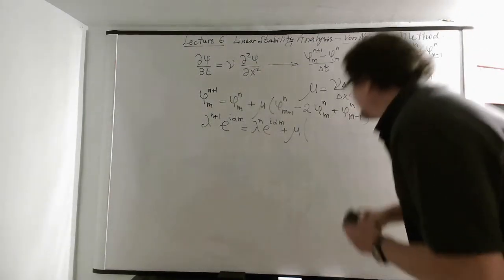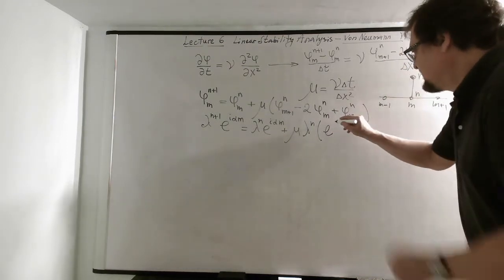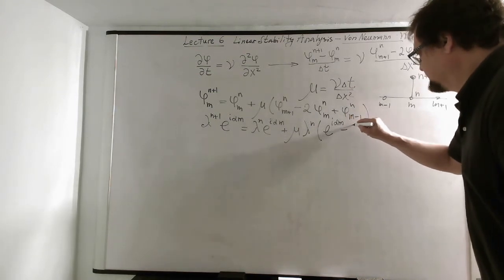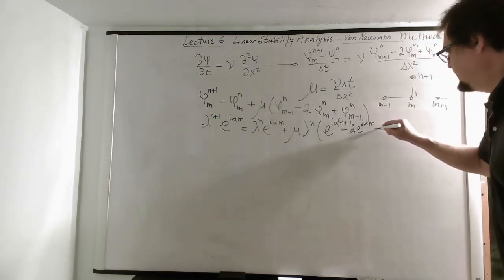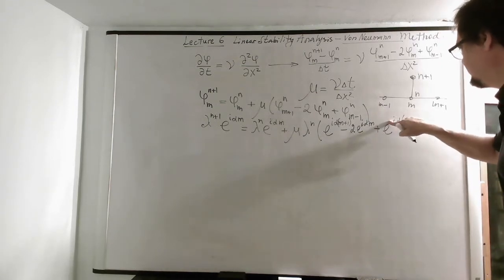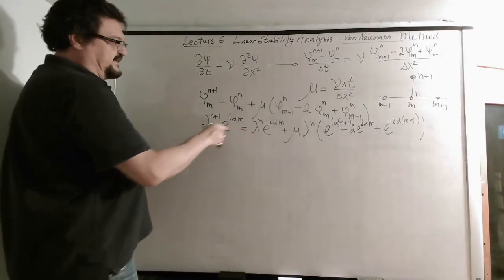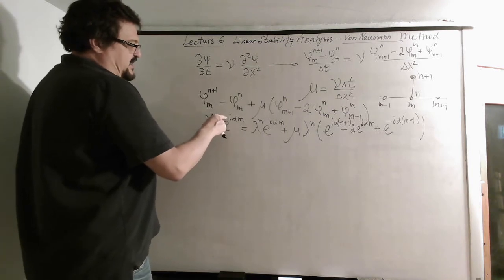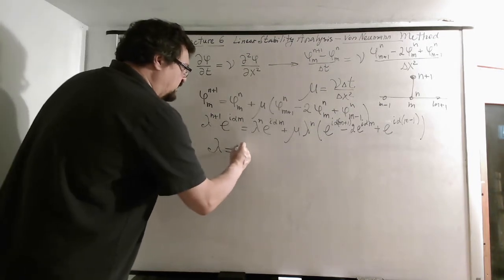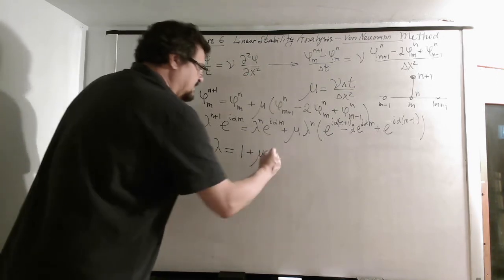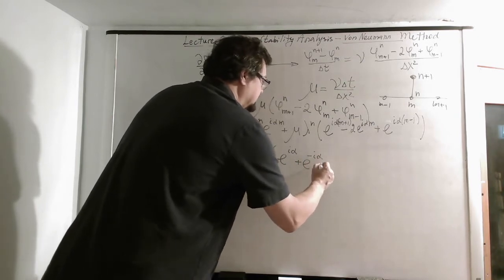So we take this lambda^n outside, because here they're all n's. Lambda^n. Here we have e^(i alpha (m+1)) minus 2 e^(i alpha m) plus e^(-i alpha) m minus 1. So now we divide both sides by lambda to the power of n as before, and also by this factor e to the power i alpha m. Then we'll get that lambda equals 1 plus mu times (e^(i alpha) plus e^(-i alpha) minus 2).